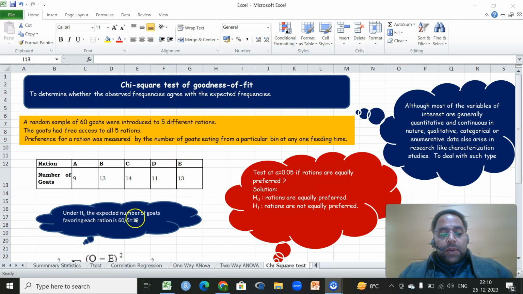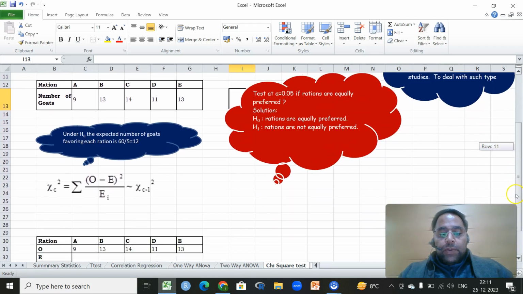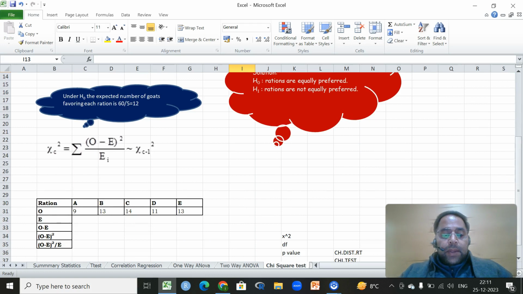So under the null hypothesis, since the number of goats is 60, the expected number of goats favoring each category is 60 upon 5, that is 12. So this is a fixed expected frequency. In order to proceed, we have to use this table to get the expected frequencies. Since expected frequencies are already calculated here, it is 12, because the expected number of goats favoring each ration is 60 upon 5, that is 12. So the expected frequency for all these categories is 12.